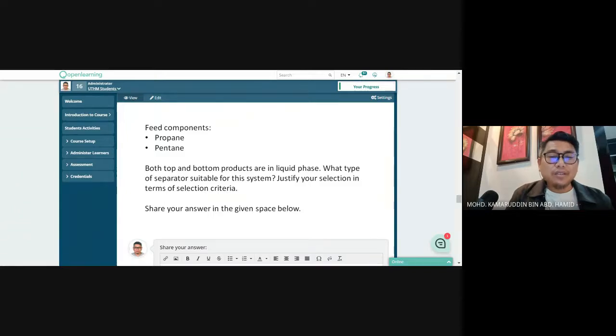Alright, so we look at this question. Look at this statement here. Just now you already recovered CO2, right? Earlier we had 3 components: CO2, propane and pentane. Now we already recover CO2. Now we only have propane and pentane in our feed stream. So both top and bottom products are in liquid phase. Both are in the liquid phase. So what do you think is the most suitable separator that you can use here?